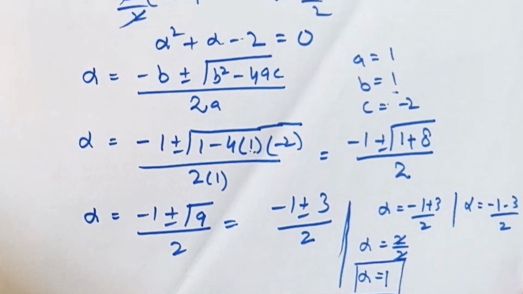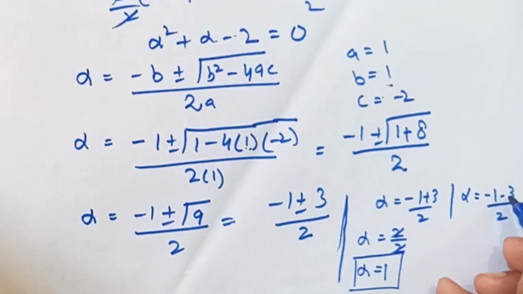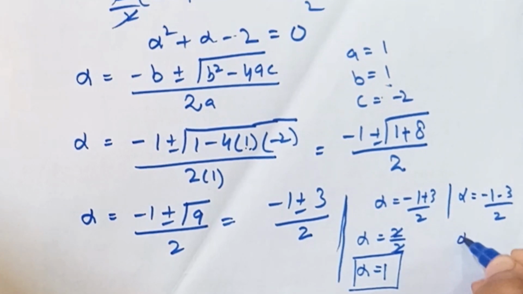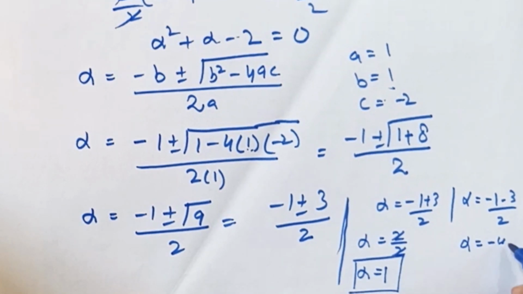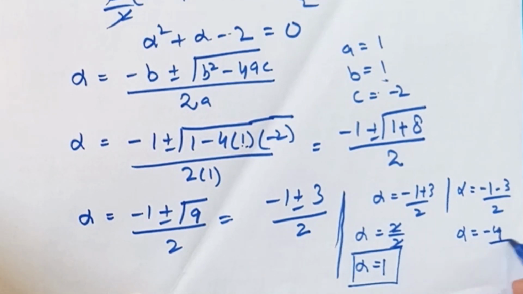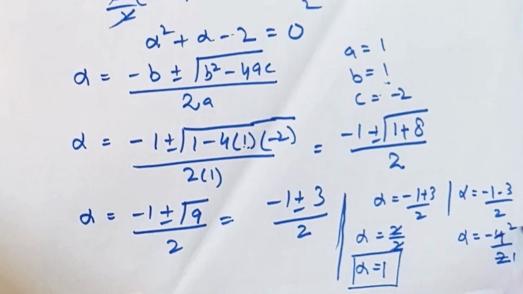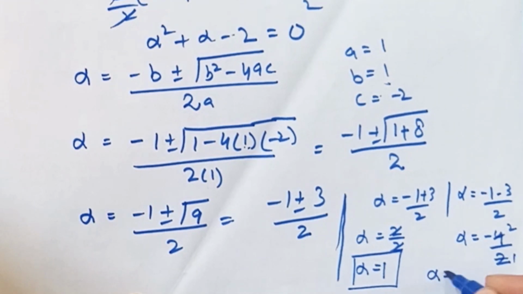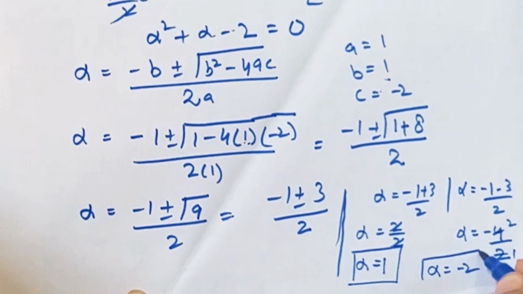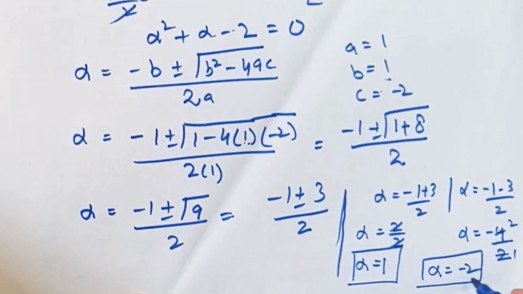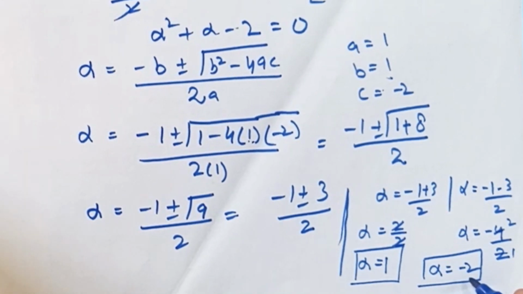Now look at this. Minus 1 and minus 3 is minus 4. So alpha equals minus 4 over 2, and 2 ones are 2 and 2 twos are 4, so we get alpha equal to minus 2. So in our question, the value of alpha is 1 and the other value of alpha is minus 2, and we have done. Thank you.